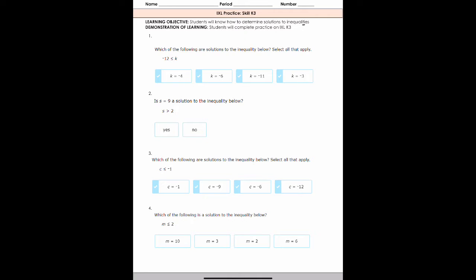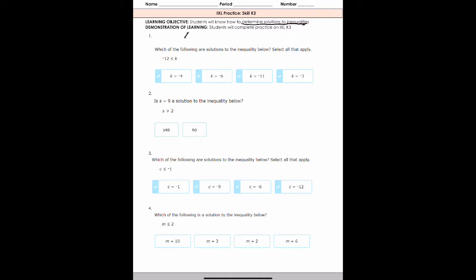This is Skill K3 on IXL. Students will know how to determine solutions to inequalities. Before we determine solutions to inequalities, we need to review what inequality symbols we have.